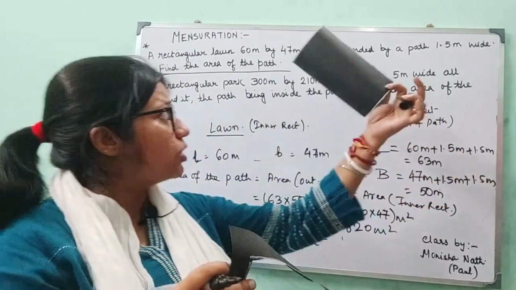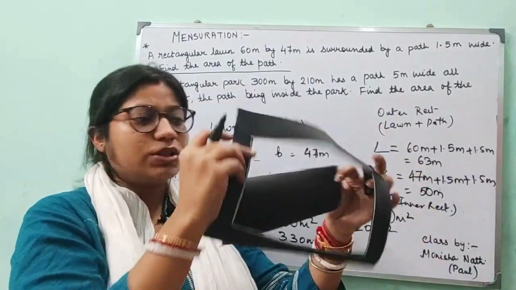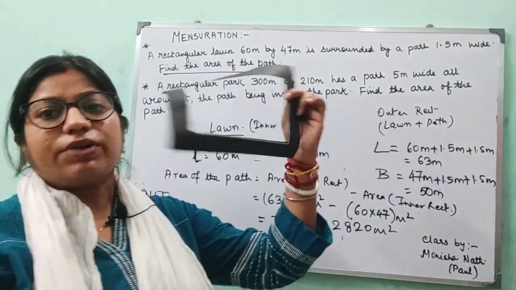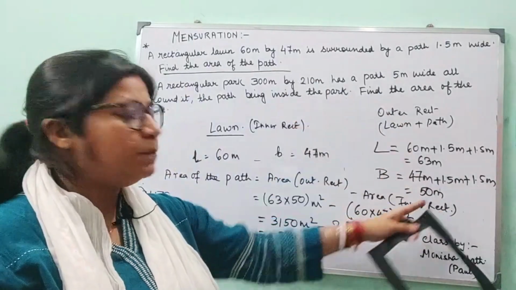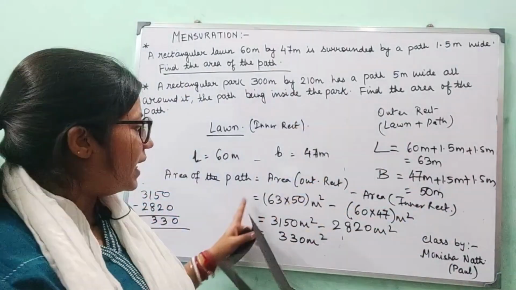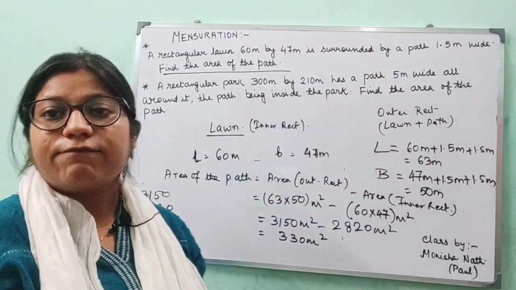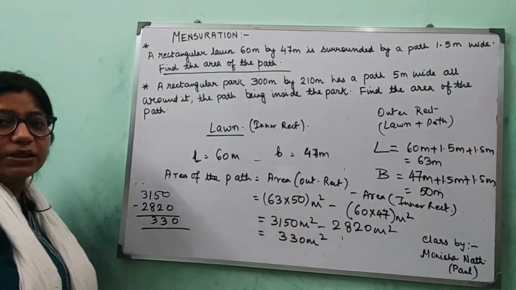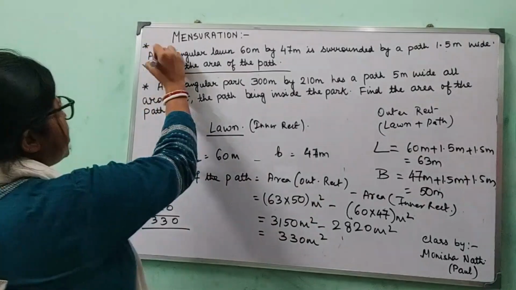The inner rectangle was representing your lawn, and the outer rectangle was representing the lawn as well as the path. So the outer rectangle's dimensions we got over here. As a result, we'll find the area of both the rectangles and find the difference, and thus we'll get the area of the path. Now you see, this was the first sum.